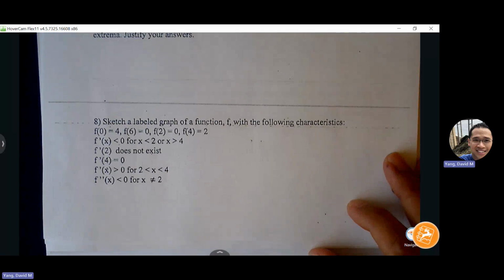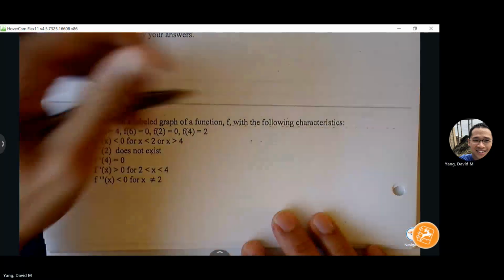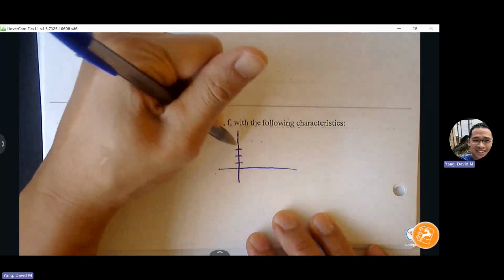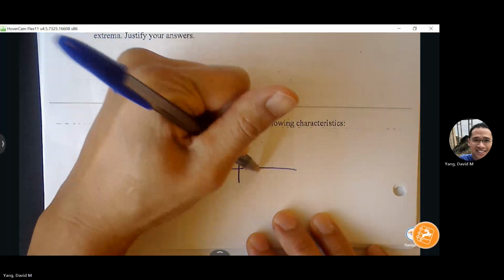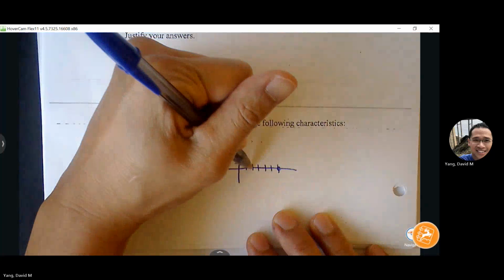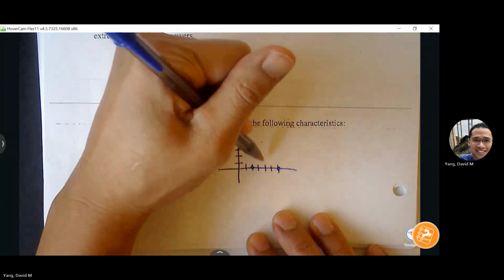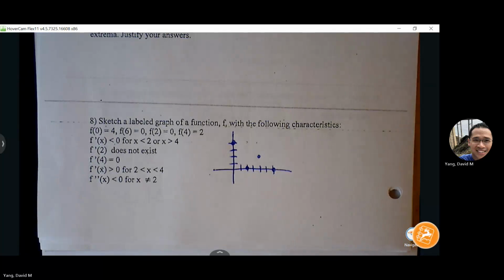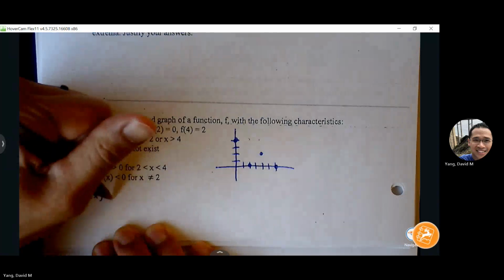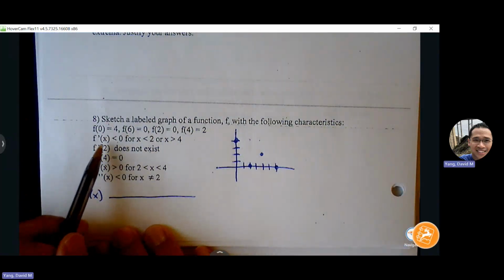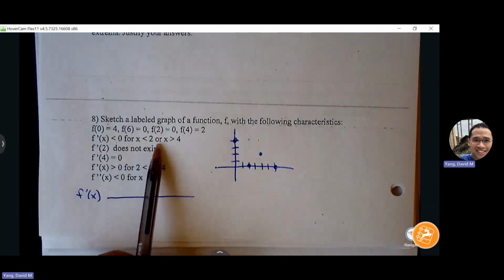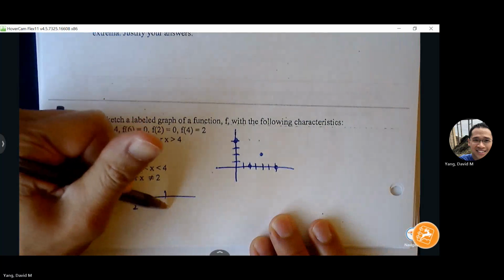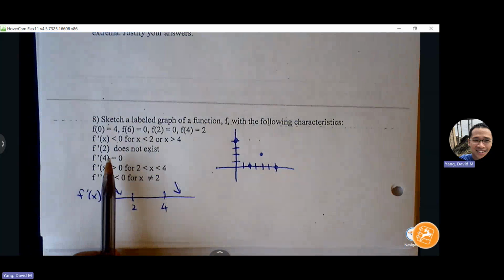Sketch a labeled graph of the function with the following characteristics. And so we got a bunch of ordered pairs here. Yeah, those are easy, right? F prime of x is less than 0 for x is less than 2 or x is greater than 4. F prime of 2 does not exist.